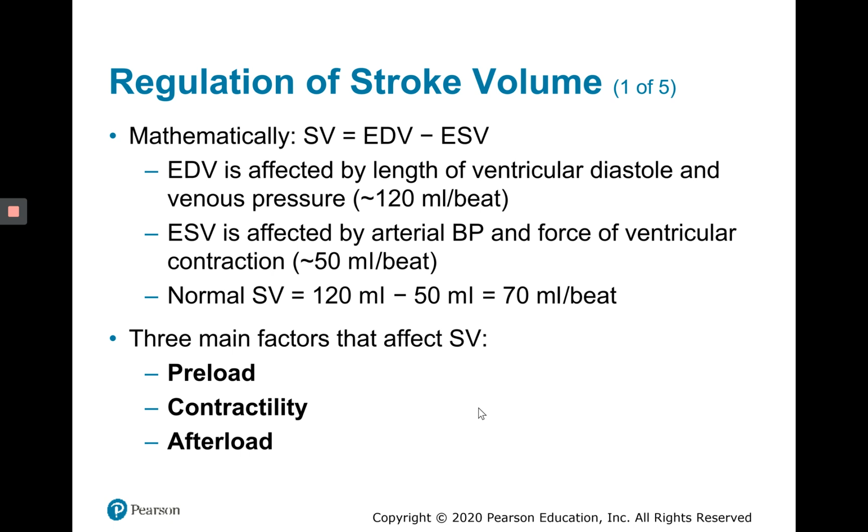So that has to do with things like preload and afterload, even contractility, which are the three main factors that affect stroke volume. So in the next video, we're going to look at the regulation of stroke volume and talk about this in more detail.